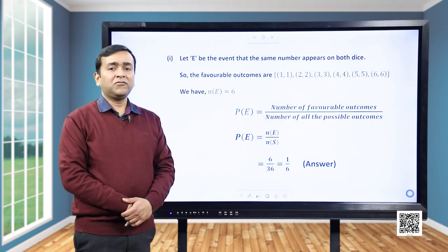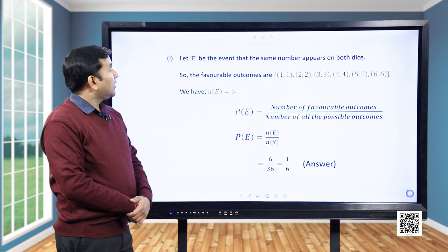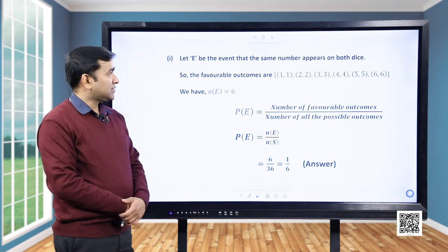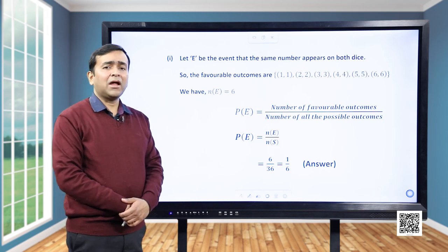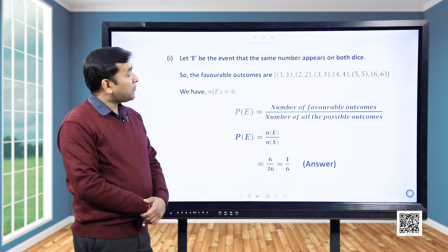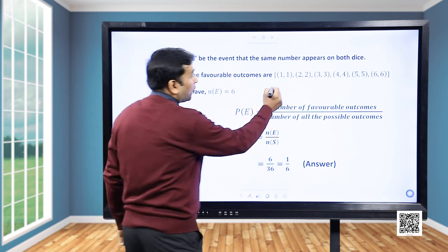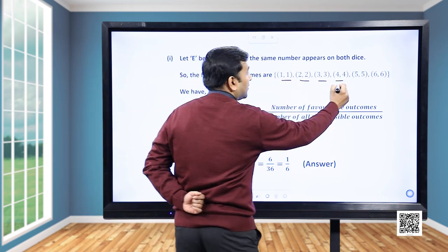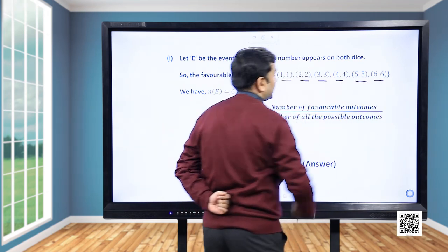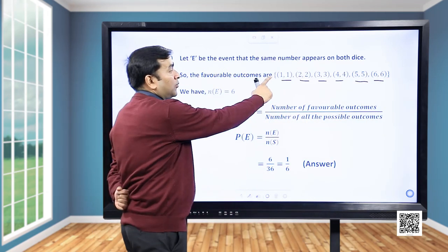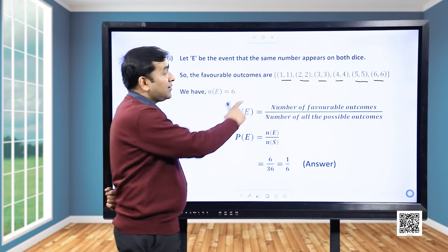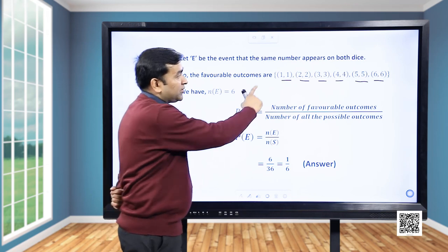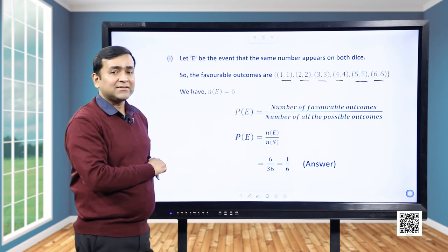So now let us solve the first part. Let E be the event that same number appears on both the dice. So what are the favorable outcomes? We have the favorable outcomes as (1,1), (2,2), (3,3), (4,4), (5,5) and (6,6). Why? Because 1 appears on the first dice and the same number 1 appears on the second dice as well. So this is true for all numbers till 6.